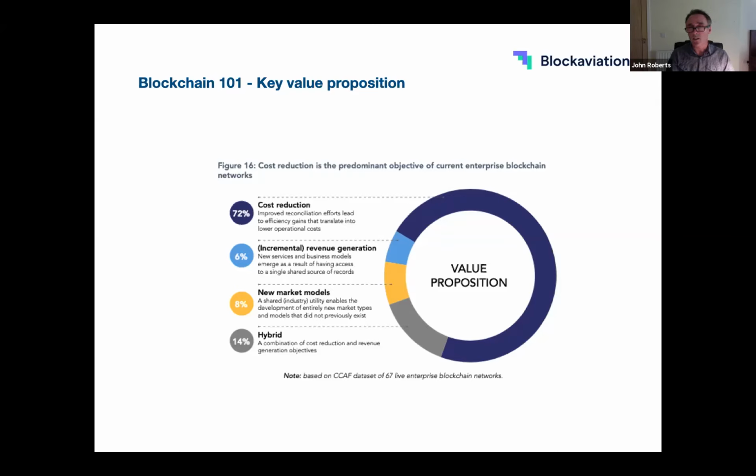Currently, the value add and revenue generation and new market models, it is early days for that still. These are to come down the road. I think everybody can see the potential of these projects, but it's relatively early days for those. The focus is still very much on cost reduction.